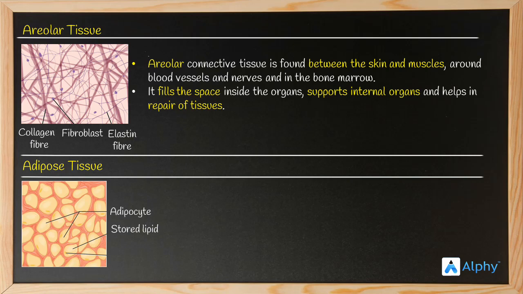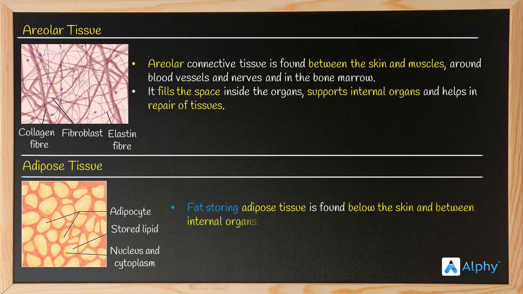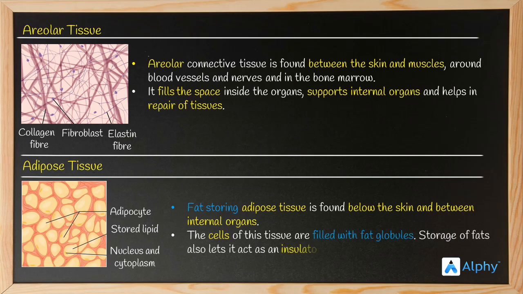Now what about the other third one? We have the nucleus and cytoplasm. That's it. So what are adipose tissue? The adipose tissues are connective tissues that store lipid, right? Let's see. The fat storing adipose tissue is found between the skin and between internal organs. So the location, they are found below the skin and between internal organs, right? The cells of the tissue are filled with fat globules. Storage of the fat also lets it act as an insulator, right?